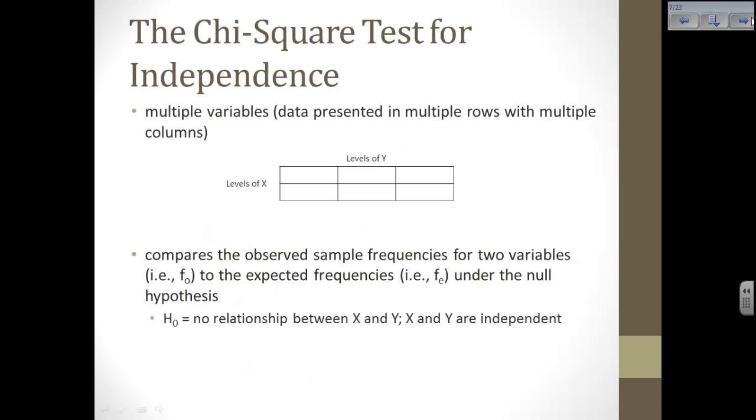So when you have your data, you have multiple columns and you have multiple rows. And you need to be able to look at a description of data and place them into columns and rows. And one last thing, the null also says that X and Y are independent, hence the chi-square test for independence. If they're independent, they're not related. The alternative would be that there is a relationship, that X and Y are dependent.